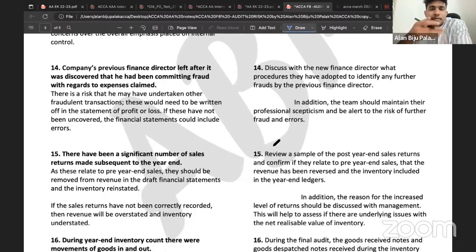ഇനി it may be mentioned that sometimes the company's finance director or any other person might have left the company after performing any sort of fraud. So consider that if someone have performed a fraud in the company, then that fraud should be treated appropriately in the company's financial statement. And in addition to which, the company should also have adopted adequate steps to uncover other fraud that exists in the company's financials. If it is not done properly, then the financial statements could include errors.